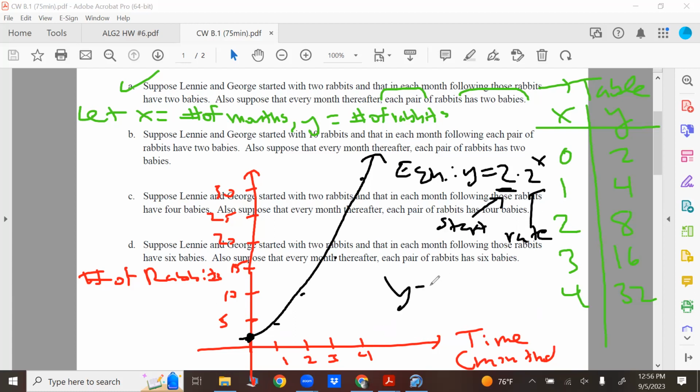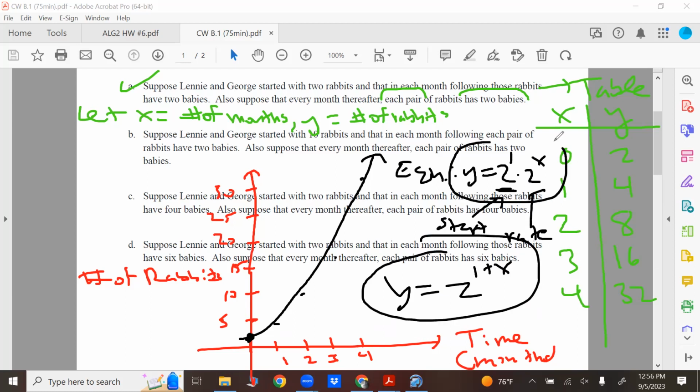You could actually combine them, because 2 by itself is 2 to the 1 power. How would I combine those exponents? 2 to what power? No, you don't multiply the bases. You add the exponents, right? So you can also write it like that. Either way works: 2 to the 1 plus x, or 2 times 2 to the x power.